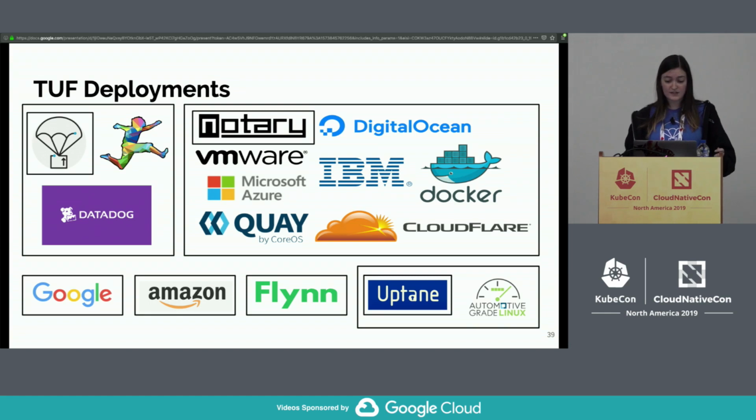So TUF is used in production by a lot of different people. We have a bunch of different deployments. We have our reference implementation deployment, which is used by some people. Notary is an implementation of TUF, which is used by another group of people. And then Google, Amazon, and Flynn each have their own implementation. And Uptane is actually a car variant of TUF, which is used by a lot of other organizations in the automotive space.